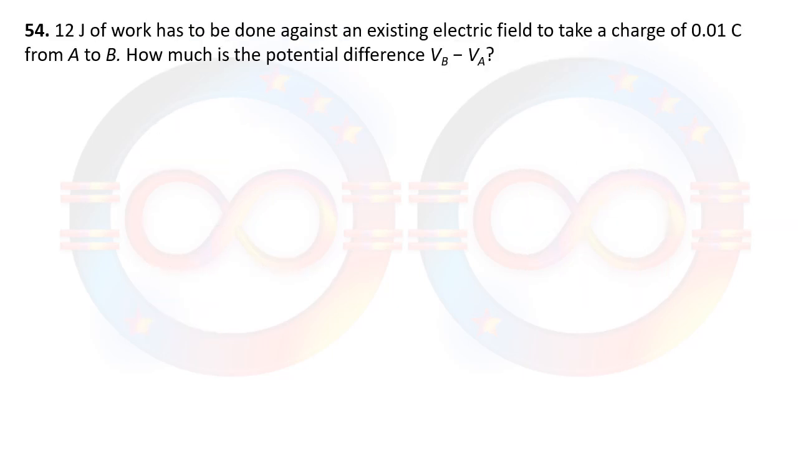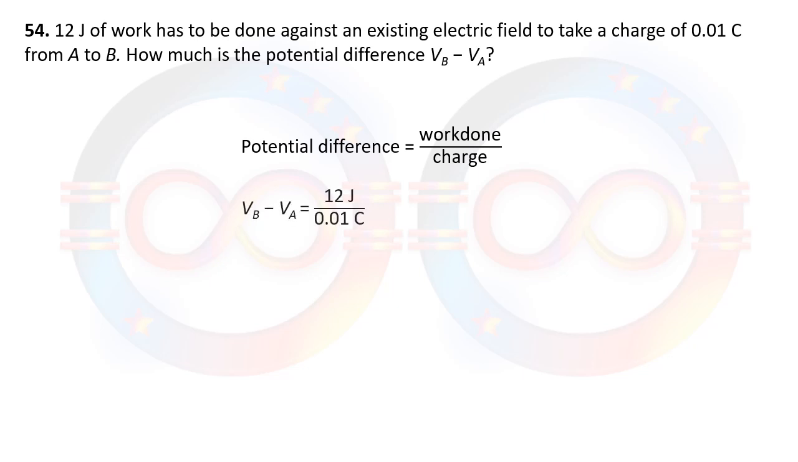Question number 54 is saying that 12 joule of work has to be done against an existing electric field to take a charge of 0.01 coulomb from A to B. How much is the potential difference, that is VB minus VA? Again, potential difference is nothing but work done per unit charge, or by definition, change in potential energy per unit charge is equal to change in potential. So VB minus VA is equal to work done 12 joule upon charge. It is nothing but 12 into 10 raised to 2, or 1200 volt.